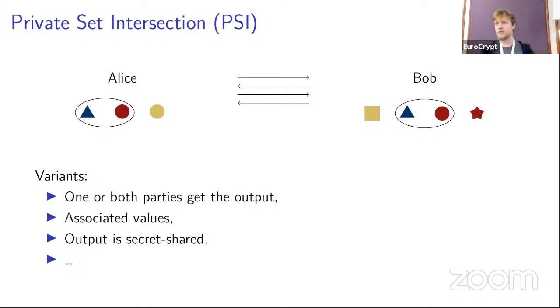So there are many variants. For example, we could have both parties have the input or only one of them. And we could have associated values. We could have the output being secret shared. So different variants on that. But I'm going to start with the very simplest approach.